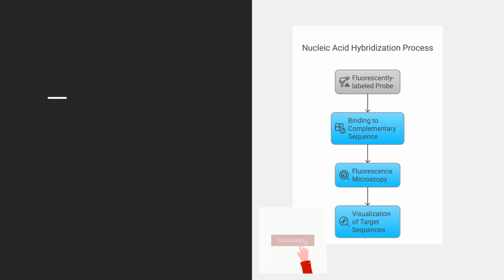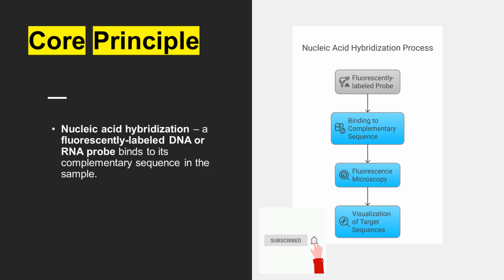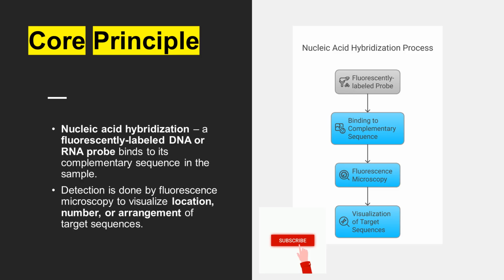Core principle. Nucleic acid hybridization. A fluorescently labeled DNA or RNA probe binds to its complementary sequence in the sample. Detection is done by fluorescence microscopy to visualize the location, number, or arrangement of target sequences.